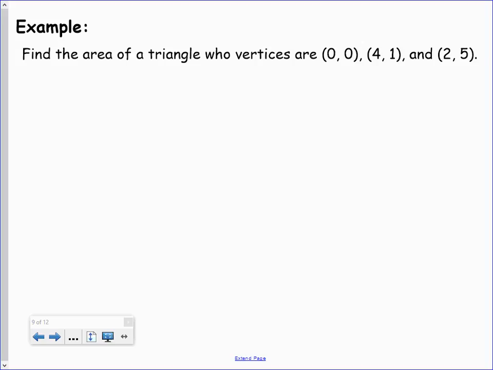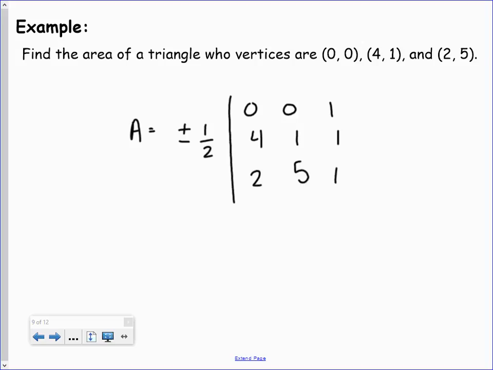So I'm just going to plug those into that formula that I gave you. So area equals, and then I usually just write plus or minus 1/2. I'll decide later. And then I drop in my coordinates. First coordinate 0, 0, followed by a 1. 4, 1, followed by a 1. And 2, 5, followed by a 1. So the third column is always 1. I'm using not matrix brackets, but the symbol for determinants. Could you guys work on finding that 3x3 determinant for me? So here's some practice with that 3x3. Copy the first 2 columns.